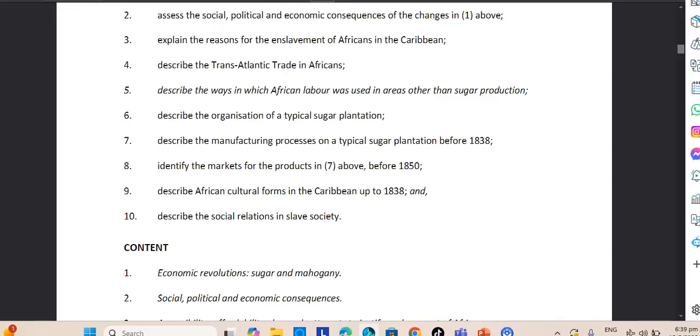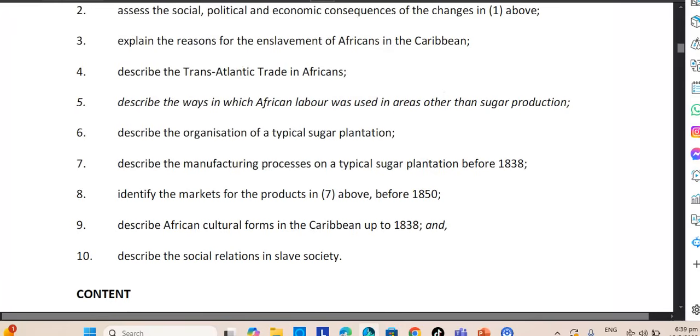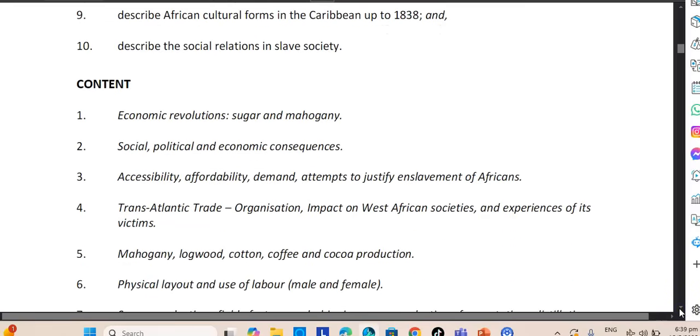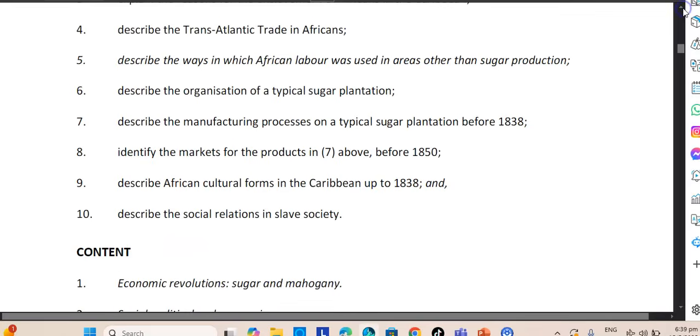Describe the ways in which African labor was used in areas other than sugar production. To answer this question, we're again going to look at mahogany, logwood, cotton, coffee, and cocoa production. So we are describing the ways in which African labor was used in areas other than sugar production. Apart from sugar production, in which other areas was African labor utilized?